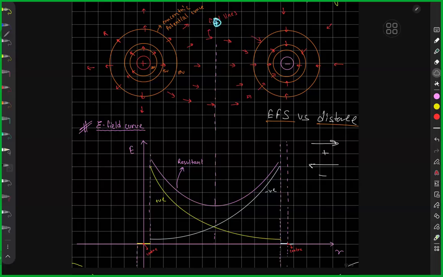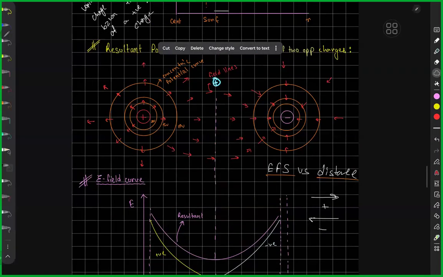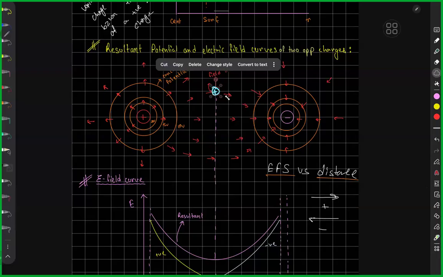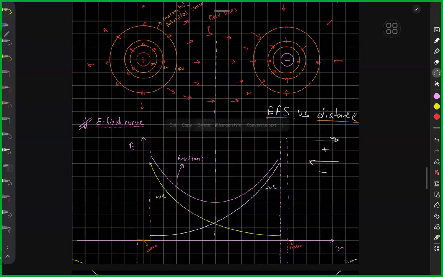If I have a positive charge over here, what direction do you think it will travel? It will travel in this direction, to the negative charge. Get it? So the field lines give you the direction a test positive charge will travel if kept in this space. Got it?